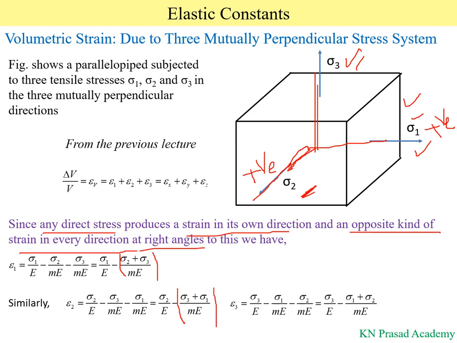Similarly, epsilon 3 becomes the direct strain due to sigma 3, that is sigma 3 by E, minus the lateral strain in the remaining two directions, sigma 1 and sigma 2, that is minus sigma 1 by mE minus sigma 2 by mE. So epsilon 3 becomes sigma 3 by E minus of sigma 1 plus sigma 2 by mE.